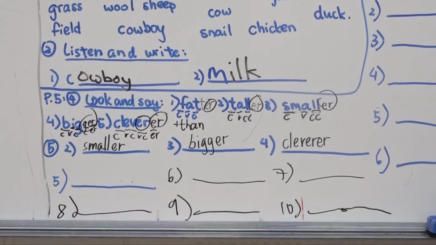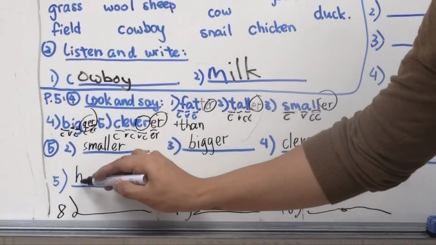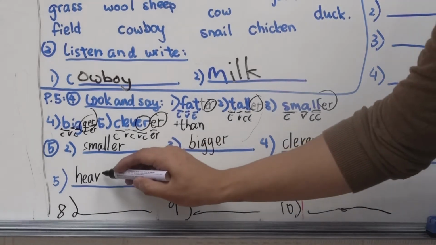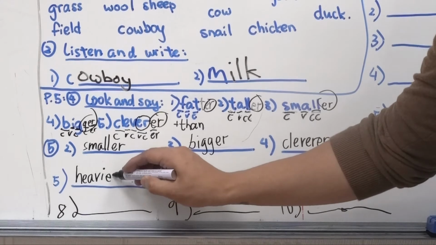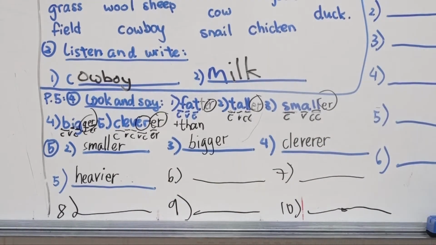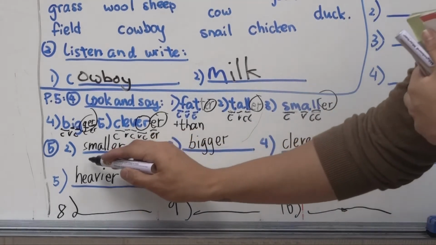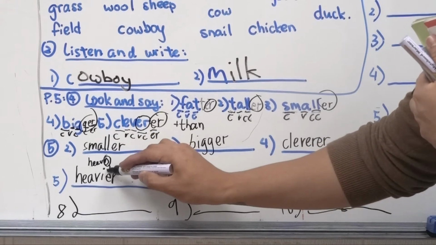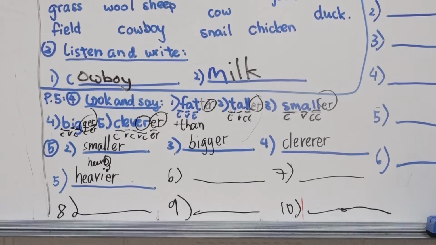Next one, we have the word heavy. Remember the word heavy. Heavy ends in Y, right? H-E-A-V-Y. So what should we put? Y will change to I, and then you put your E-R. Heavier. H-E-A-V-I-E-R. How to spell heavier? Because heavy is H-E-A-V-Y, the Y will change to I.